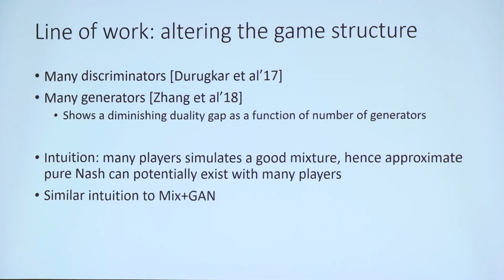And similarly, this other paper does the same, but with many discriminators. Both of them are sort of trying to attack the problem of this minimax duality gap. Maybe when you go to more players, then there actually exists a pure Nash equilibrium, an equilibrium in pure strategies. And in fact, this paper here actually has some formal results on how the minimax duality gap shrinks as you increase the number of generators.